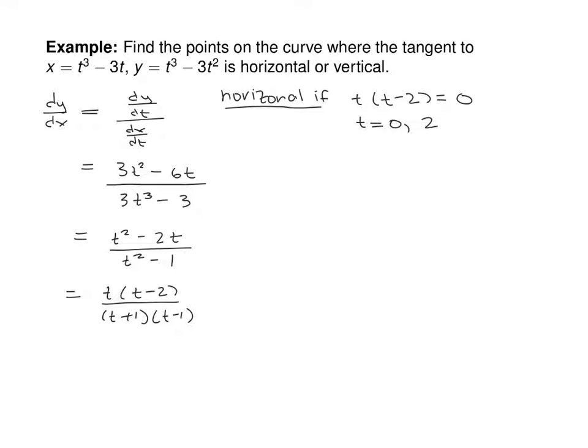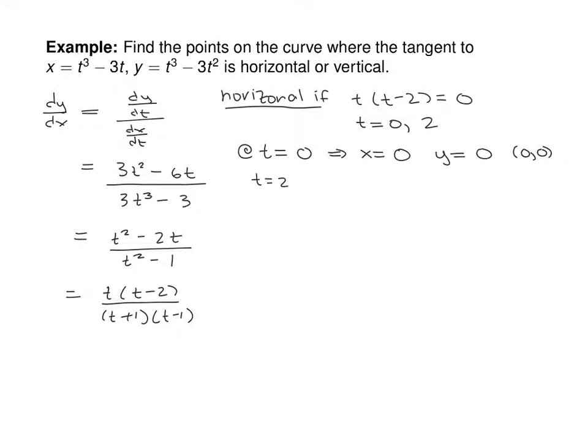Now the thing to remember is that those are not the points on the curve, those are just the t values when the points occur. So you must figure out what the points are. At t equals 0, when you input that into the x equation, you have x is 0 cubed minus 3 times 0, or 0. And the y is also equal to 0. So at the origin, the tangent is horizontal.